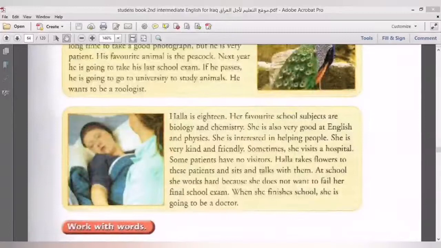So what is the job that Firas is going to have? It's okay, Omar. So what is the job that Firas is interested in? What does Firas want to be? He wants to be a zoologist. What is meant by a zoologist? Yes, Yusuf. What is meant by a zoologist?